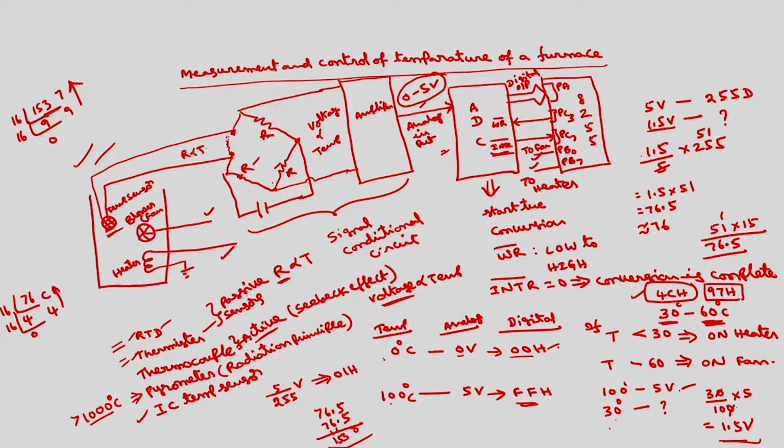So whenever the temperature is less than 30 degrees, meaning the digital equivalent is 4C, then you have to turn on the heater. The heater is connected to PB7, so we have to send a 1 on this so that the heater will be on. Otherwise, if the temperature is greater than 60 degrees, then you have to turn on the fan so that it will cool down and reduce the temperature. The corresponding program to control the temperature using this fan and heater we will discuss in the next class. Thank you.